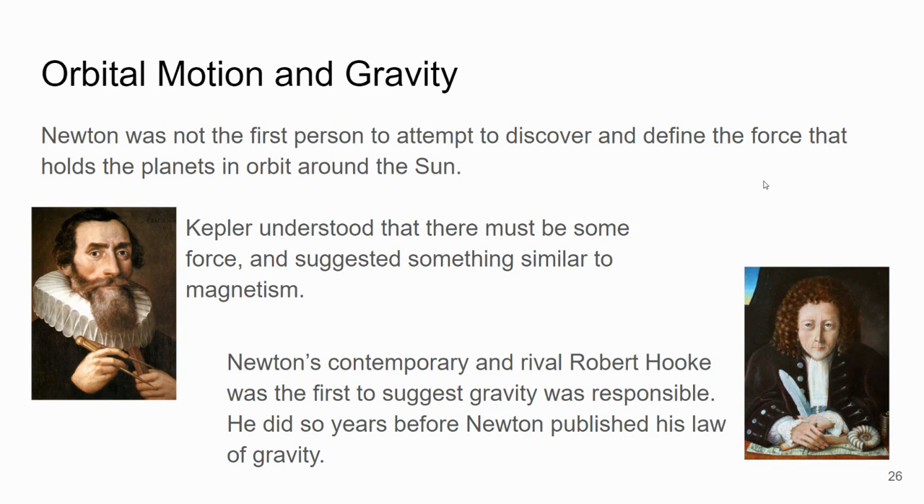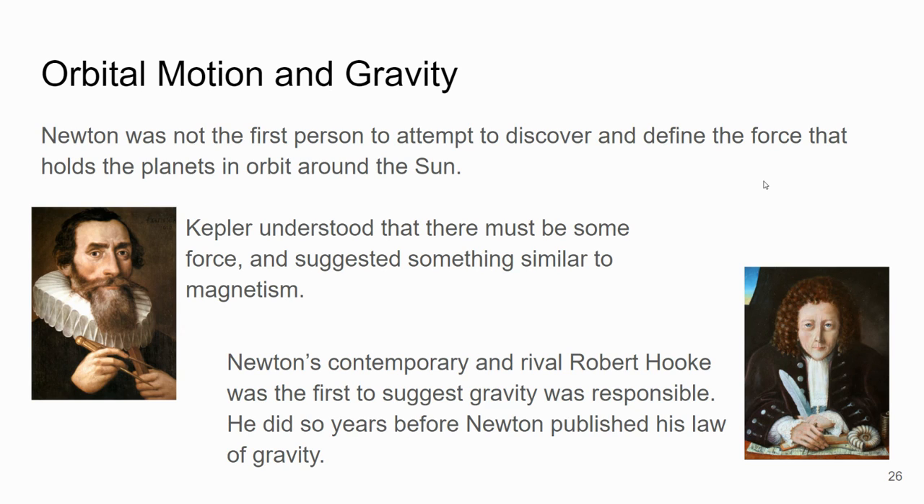So, thinking about gravity, Newton is not the first person to attempt to discover and define the force that holds the planets in orbit around the sun. Kepler, before Newton, realized, okay, well, there must be a force doing this. He thought it might be something like magnetism, so he was wrong. He got his laws of orbital motion correct, but he was wrong about this one.